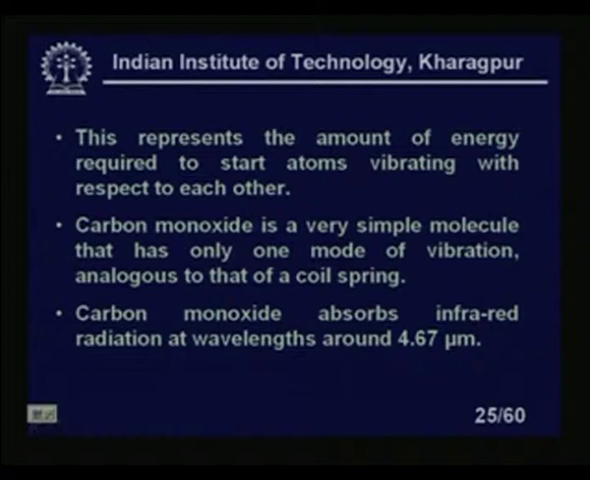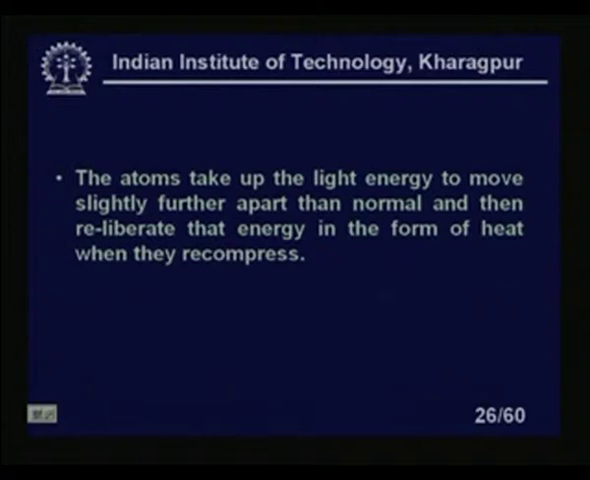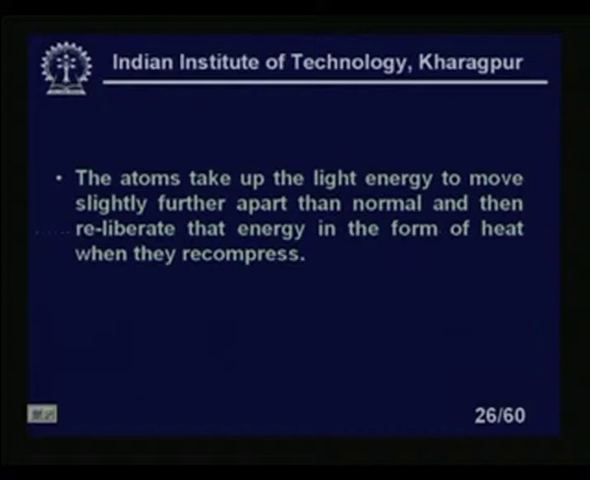Carbon monoxide absorbs infrared radiation at a wavelength of around 4.67 micron, okay, that is the wavelength it will absorb. The atoms take up the light energy to move slightly further apart than normal, as I told you, the two atoms go further away, then it collapses, releasing the energy and going to the same state again. So the atoms take up the light energy to move slightly further apart than normal and then liberate that energy in the form of heat when they decompress.